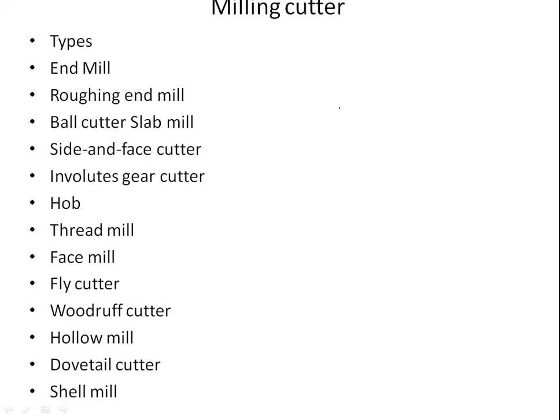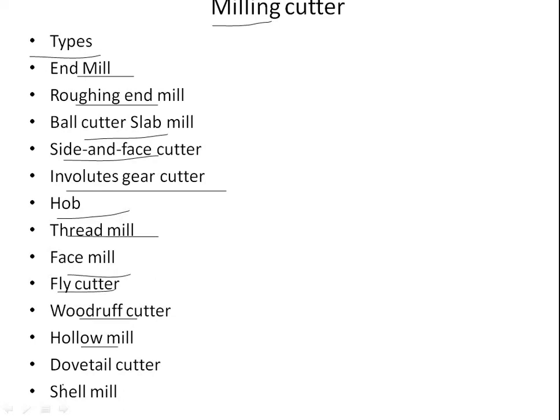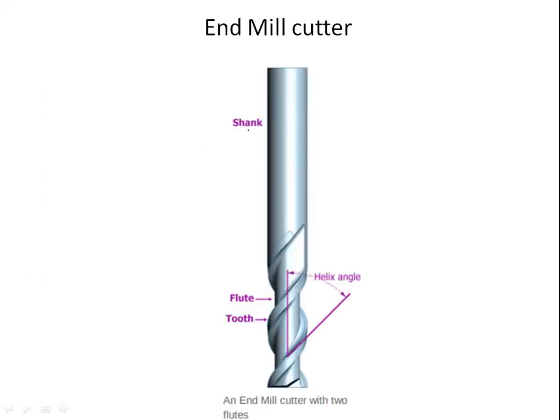In types, you all can see here the milling cutter types: end mill, roughing end mill, ball cutter, slab mill, side and face cutter, involute gear cutter, hob, thread mill, face mill, fly cutter, woodruff cutter, hollow mill, dovetail cutter, and shell mill. First of all, we'll discuss the end mill cutter.